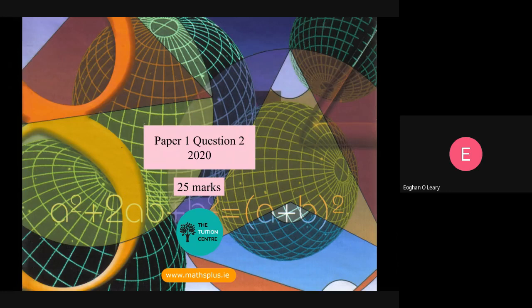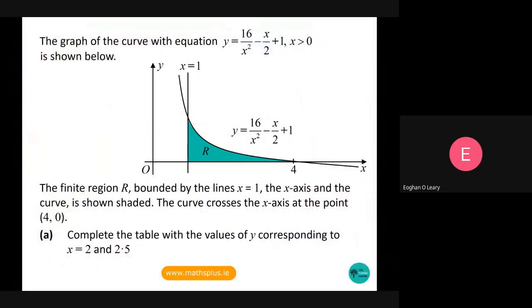So here we are, our second skills question. And it's a question that a lot of you may have started with. It's a question which you can see has to do with an area under a curve, so you'll have identified it as an integration question.